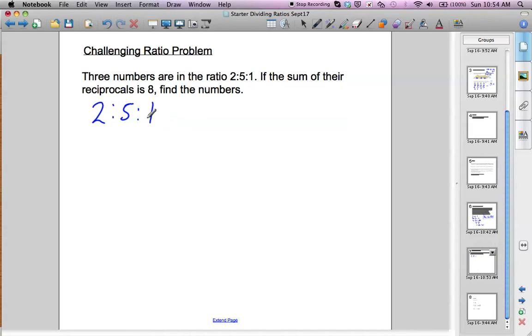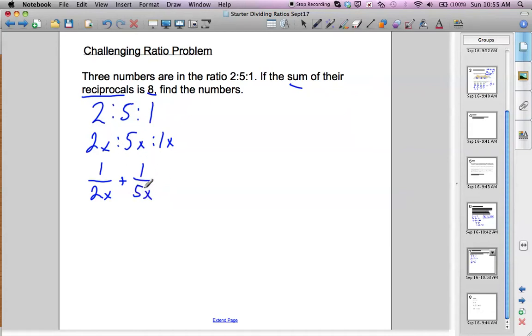So we don't know what one part is here right now, but we can call it x, and we can write this ratio as 2x to 5x to 1x. Okay, and now let's look at our second sentence here. The sum of the reciprocals is 8. So we have to write the reciprocals and get their sum, and that's equal to 8.